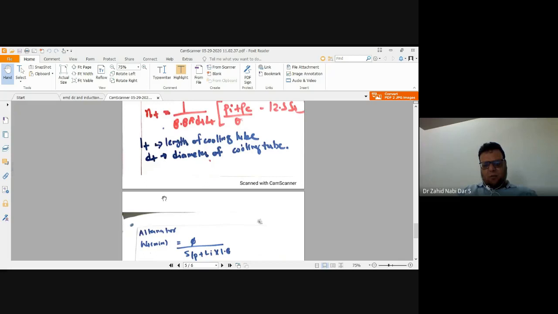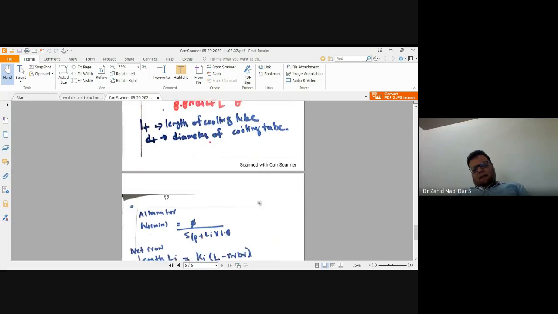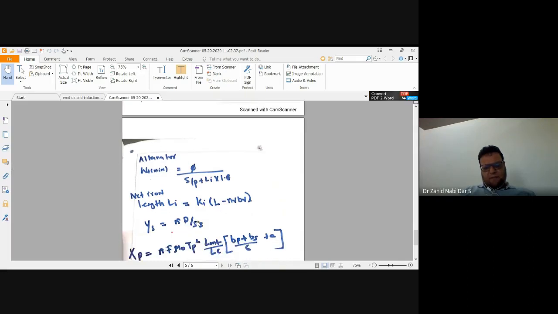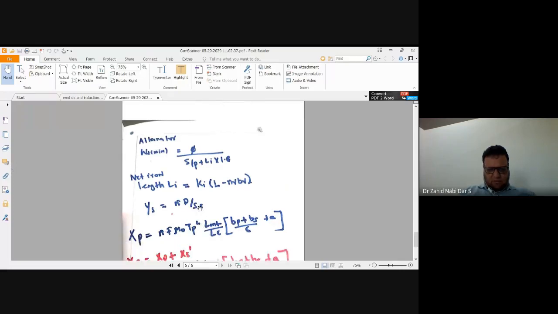Okay. Now for alternator, all the other equations are same as induction motor and your transformer, because your output equation is also same. Only thing in the alternator is that the width of the stator dimension is given by phi sp plus li into 1.8, and net iron length is ki l minus nvbb, and ys is pi d divided by yss. So that you saw in induction motor also, same thing.